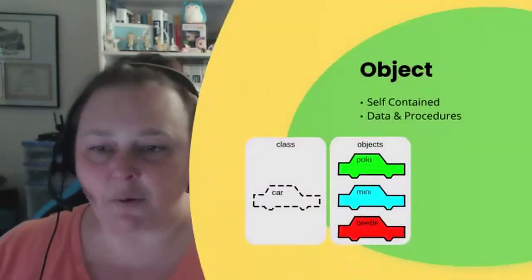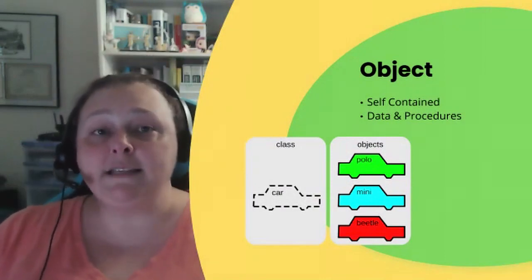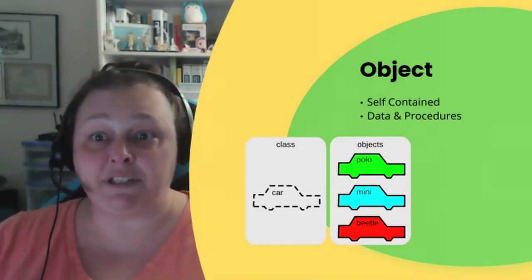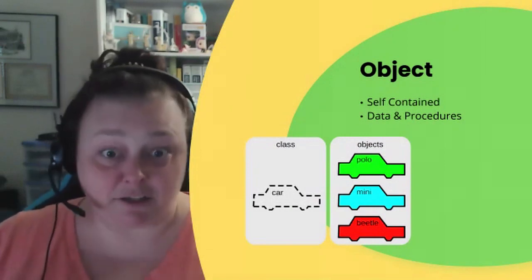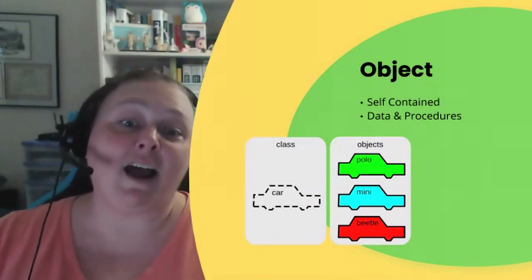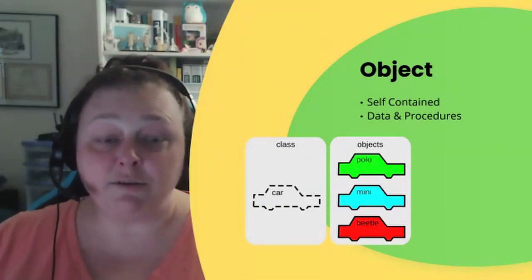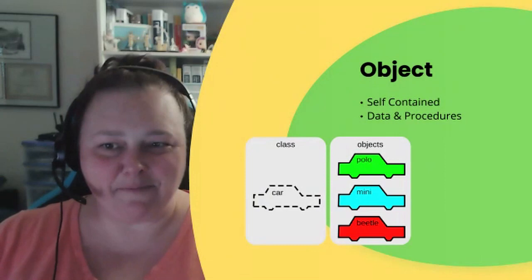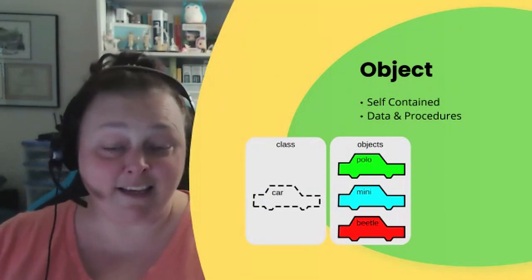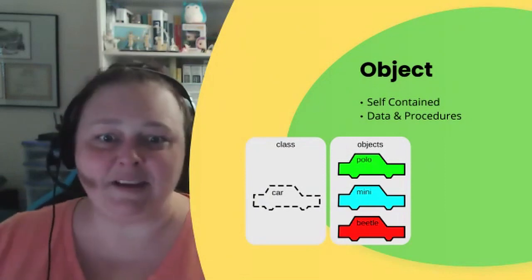The object is going to be self-contained. What it's going to contain is the data and the procedures, so it knows what to do and how to do what it needs to do. So I can say I have an object that is a car. We've got cars. What do cars do? Okay, cars drive, cars get you from A to B, cars take gasoline, and cars turn on when you put the key in. Easy peasy, right?